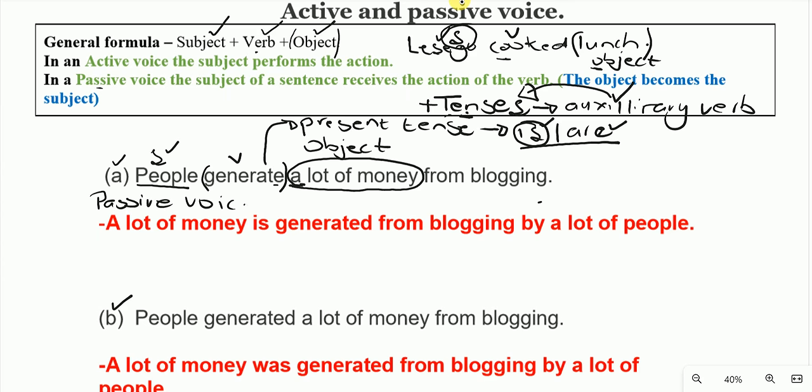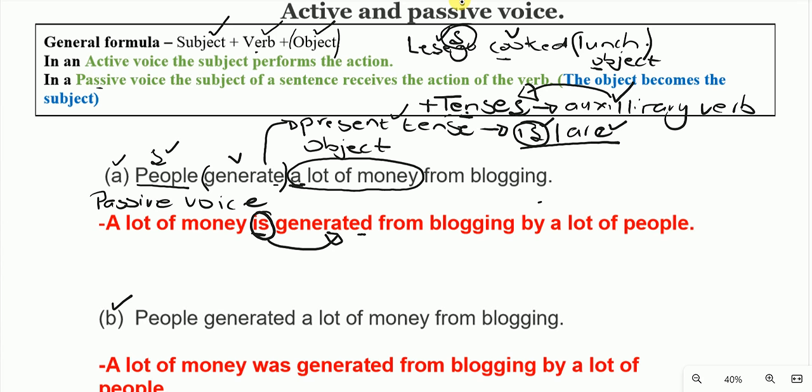Once you start with an object, the voice changes from active to passive. So a lot of money is generated from blogging by a lot of people. Now why are we using the auxiliary verb is here? Remember, we are changing a present tense, so is indicates, or rather shows, that we were changing a present tense. However, the verb in a passive voice will always go into a past tense, so the verb is affected to say generated. However, the auxiliary verb is there to indicate that the active voice that we are changing was actually in a present tense.